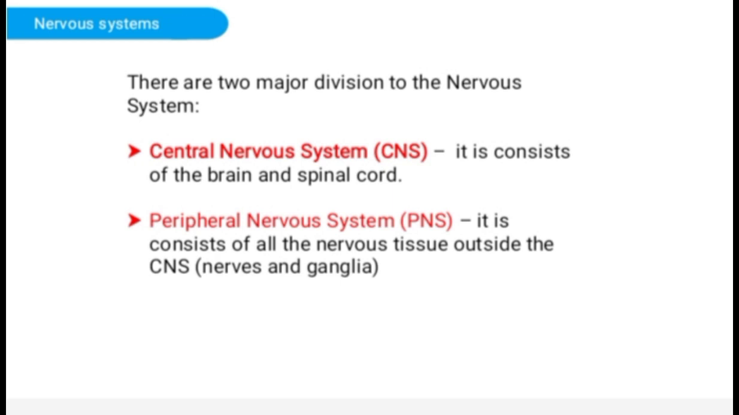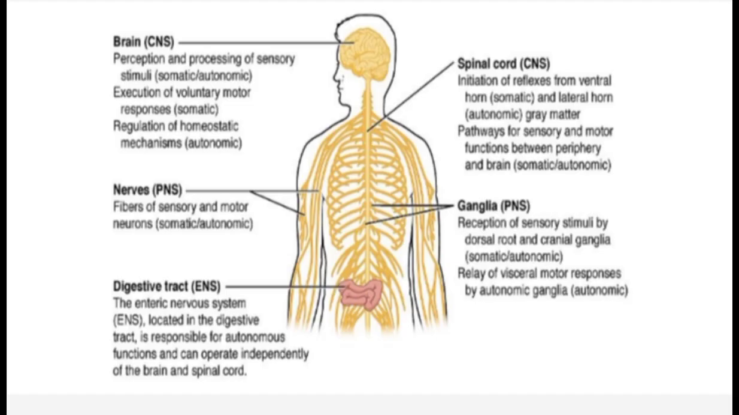So there are two major divisions of the nervous system: the central nervous system and the peripheral nervous system. The central nervous system consists of the brain and spinal cord, while the peripheral nervous system consists of all nervous tissues outside the central nervous system. So this is an example of the central nervous system and peripheral nervous system.